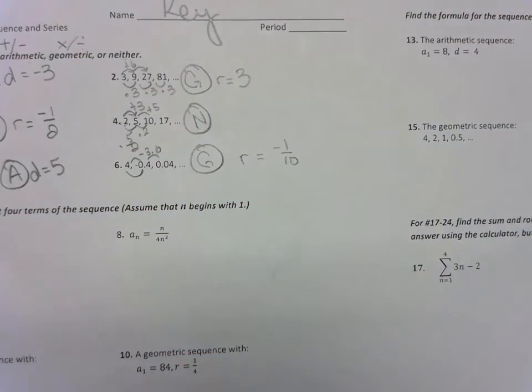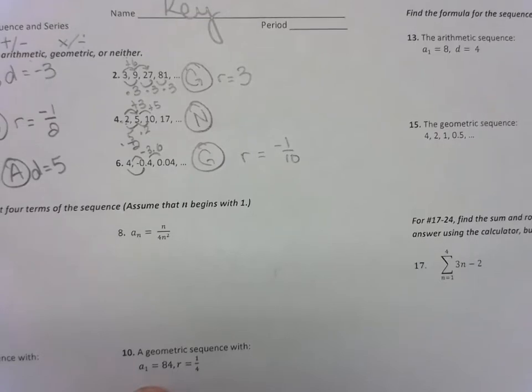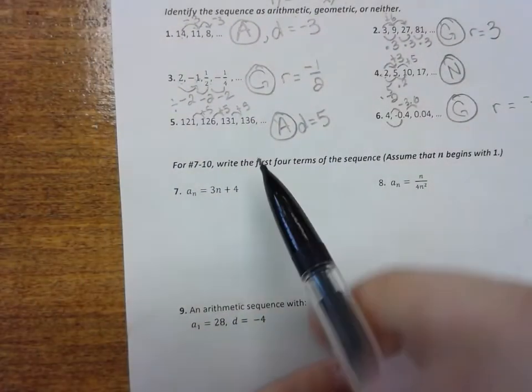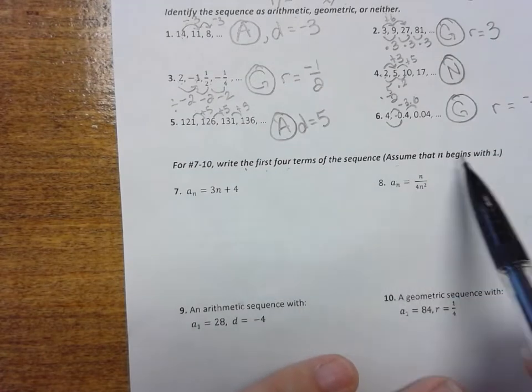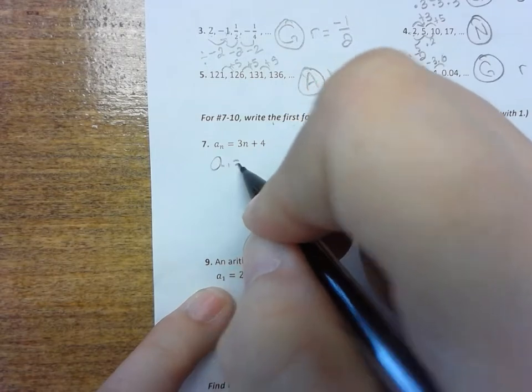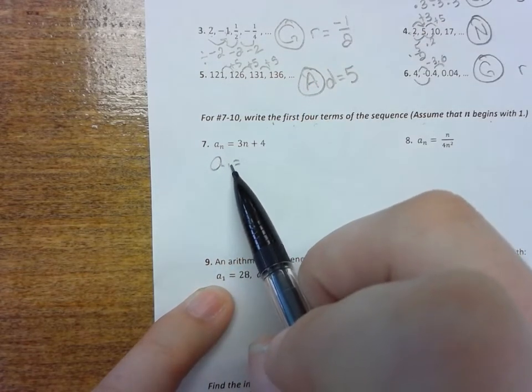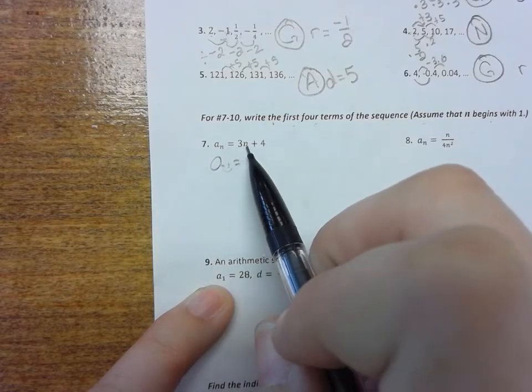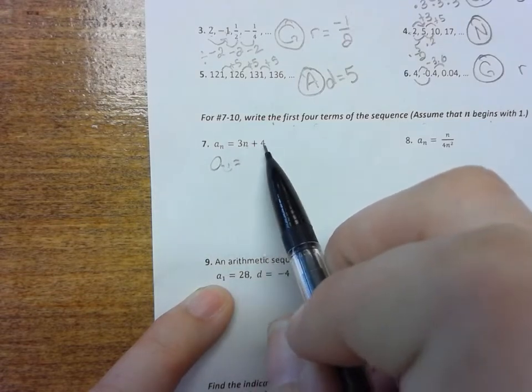Okay, refer back to your 11.1 through 11.3 notes. This kind of comes from all of them. Write the first 4 terms in a sequence, assuming that n begins with 1. So a sub 1. Remember what that means is that you plug in this n value for your n. So 3 times 1 would give you 3. 3 plus 4 would be 7.